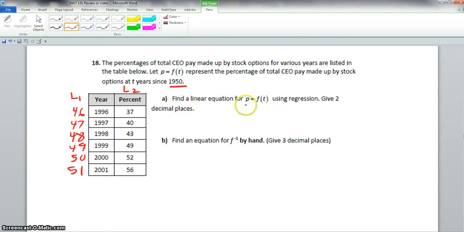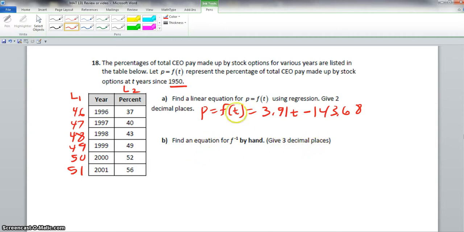It says, A, find a linear equation for P equals f of t using regression. Give 2 decimal places. And then B, find an equation for the inverse of f by hand, and give 3 decimal places. So we need to put this in our calculator and find the linear regression. After you put these values in your calculator, you will get this as your linear regression model. Now we want to find the inverse of f by hand, giving 3 decimal places.